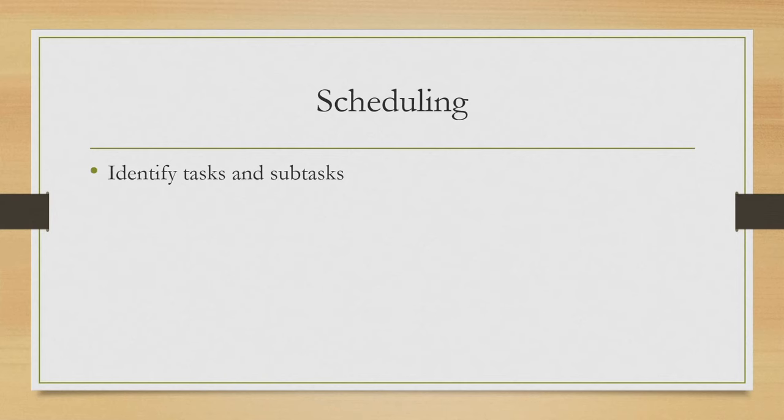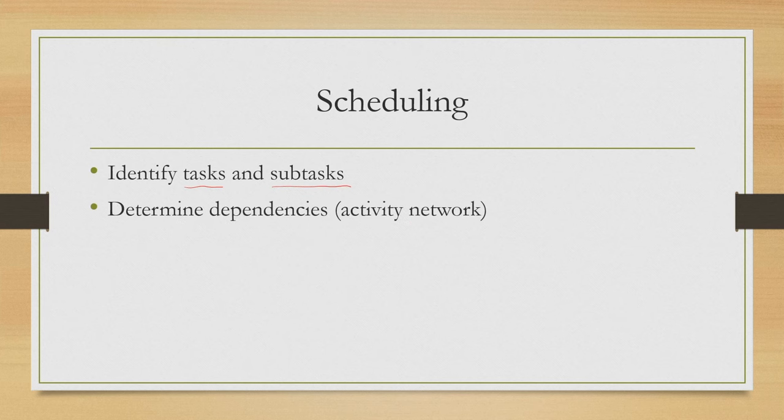Now, scheduling involves identification of tasks to be done for development of the system, tasks and subtasks to be done for the development of the system, and then scheduling those tasks and subtasks in an appropriate manner. So, after this identification, the manager needs to determine the dependencies between those tasks and subtasks, how one task is dependent on others. So, this can be done with the help of a graphical language that is called activity network.